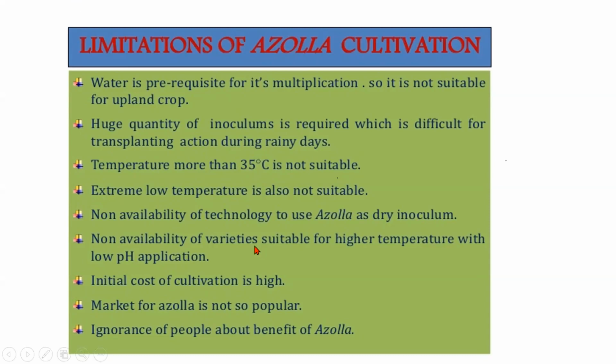And there is non-availability of varieties suitable for higher temperature with low pH application. There are not many varieties of azolla available. Initial cost of cultivation is high. In the first year, you need some amount initially to build the maintenance pond and to change the water. So that cost is high, they say. And the market for azolla is not so popular. This is a very important limitation, because even though everyone knows about azolla, they won't go in for azolla, because it has to be mixed with chemical fertilizer.